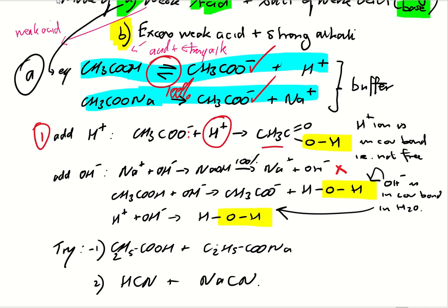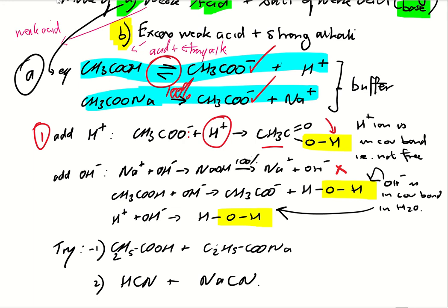What you can see here is that the acid hardly ionizes at all, so the hydrogen ion that was added is now tied up in a covalent bond. It's not a free hydrogen ion anymore. If it's not a free hydrogen ion, it can't contribute to a lowering of the pH or an increase in the acidity. So that's how general buffers will remove hydrogen ion.